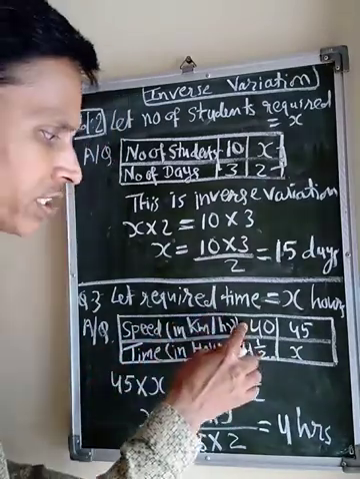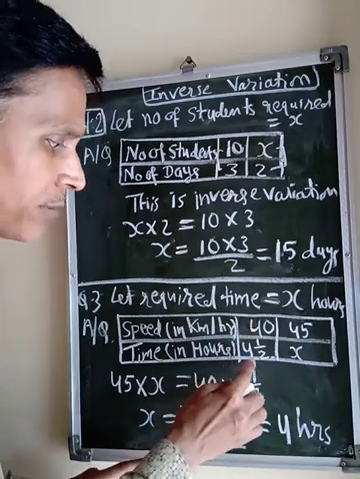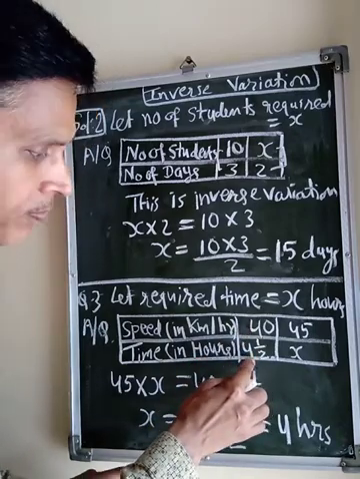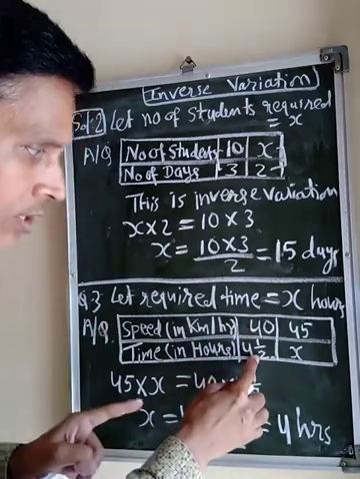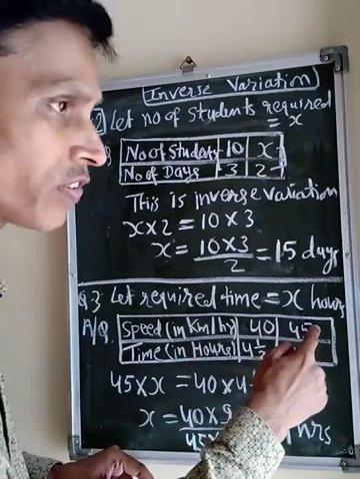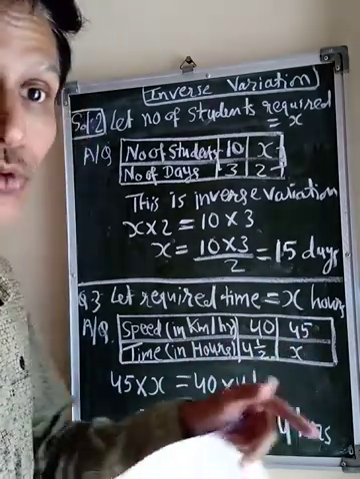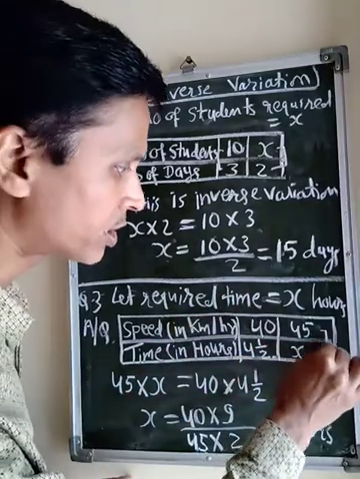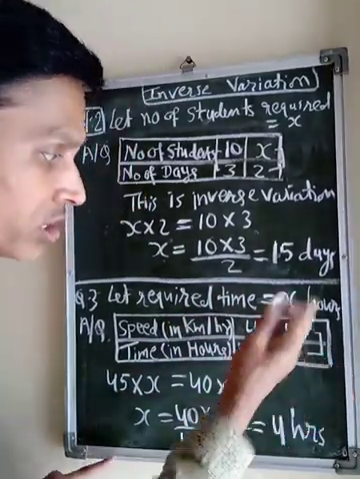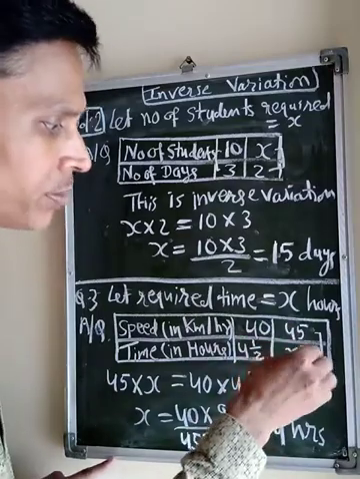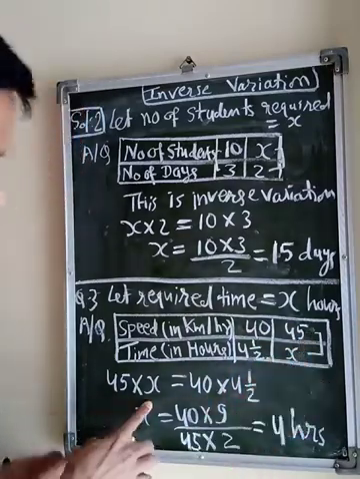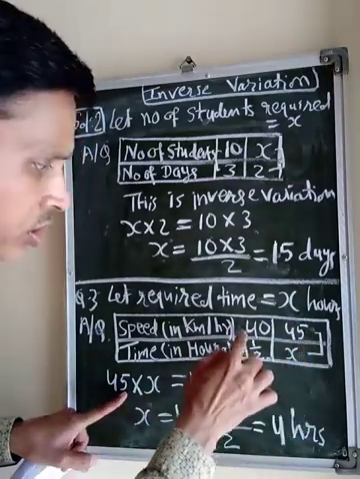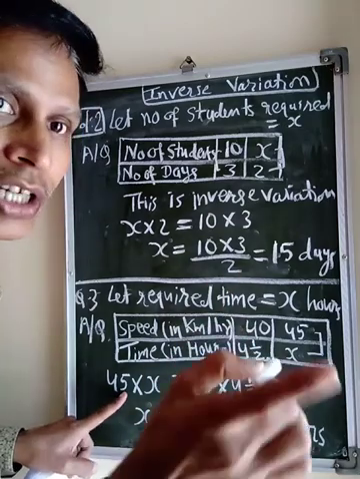So when it is 40 km per hour, the time required is 4.5 hours. When the speed is 45 km per hour, we have to find the time. Once again you see, here we will multiply up and down, instead of cross. So 45 into x is equal to 40 into 4.5. Once again I am telling this.